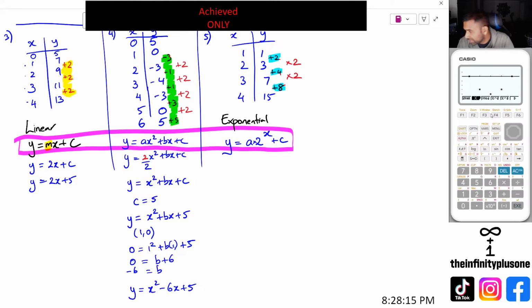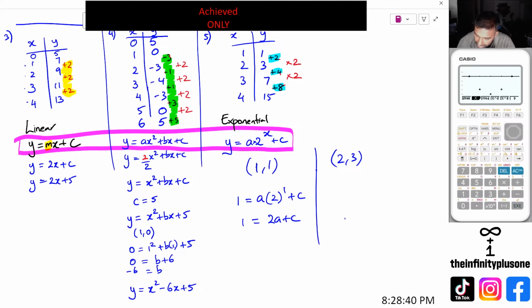Now for the exponential one, I'm going to go back to that question. We've got y equals a times 2 to the power of x plus c. Take two values. So we're going to take (1, 1) and (2, 3). If I take (1, 1), I'm going to get 1 is equal to a times 2 to the power of 1 plus c, so 1 equals 2a plus c.